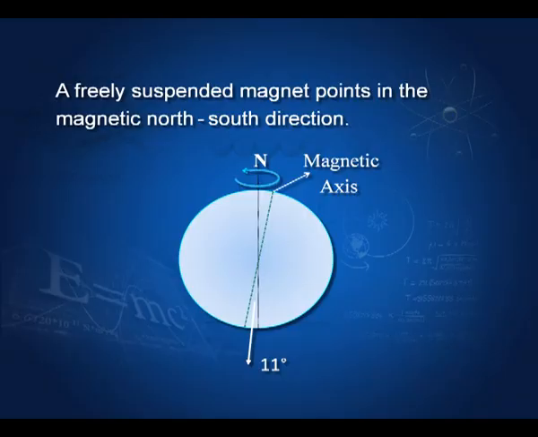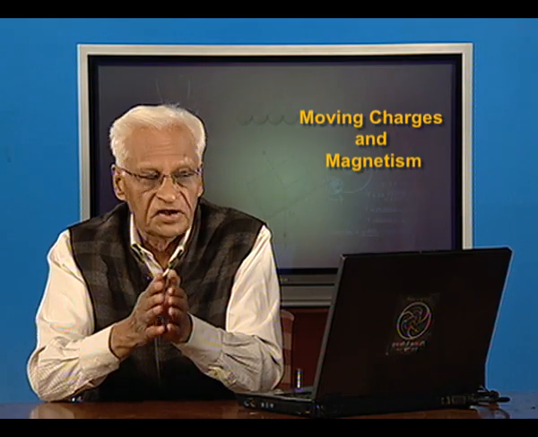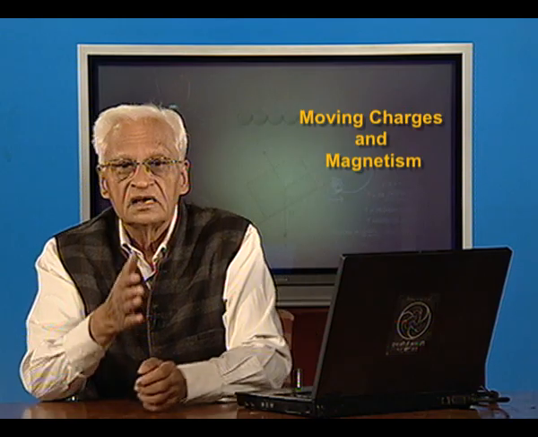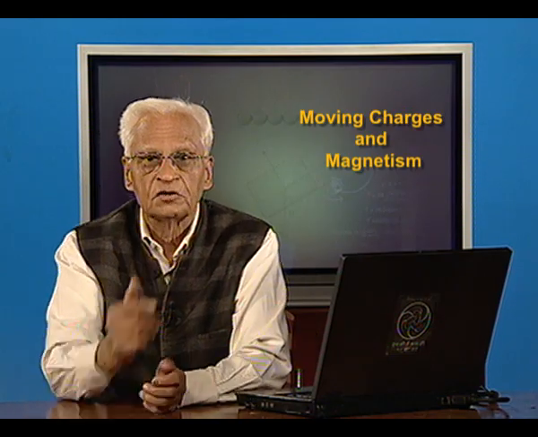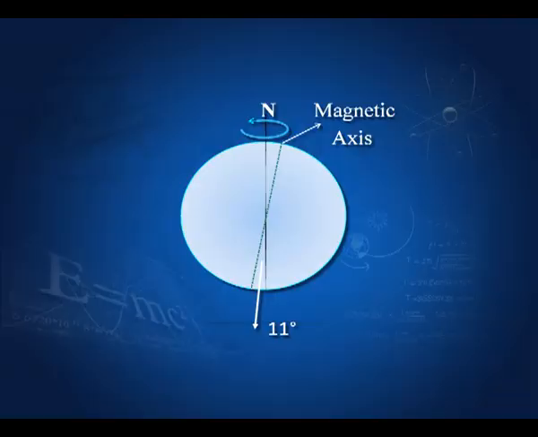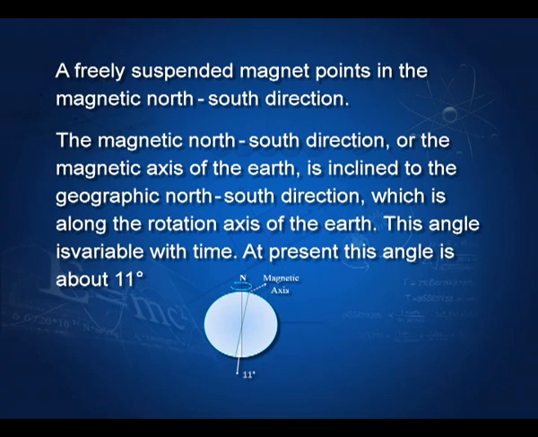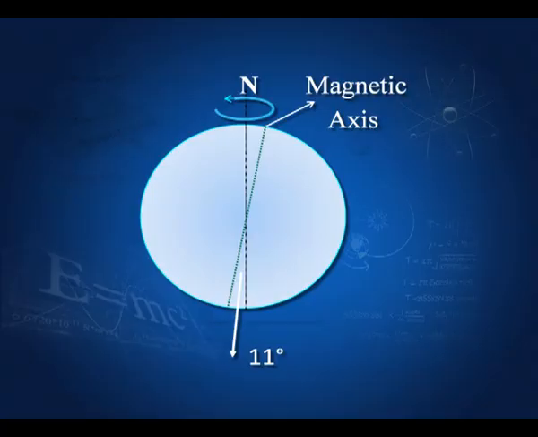Strictly speaking, a freely suspended magnet points in the magnetic north south direction, not geographic. You see, here I have shown both the directions. The north south direction, which is geographic, is the actual axis of rotation of the earth. Here is the magnetic north and magnetic south. This line joining the magnetic north and magnetic south is called the magnetic axis, and this makes an angle of about 11 degrees with the north south direction. This angle changes with time, but at the moment this value is about 11 degrees.